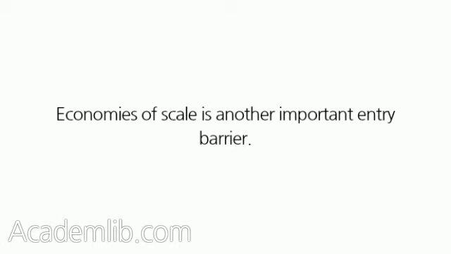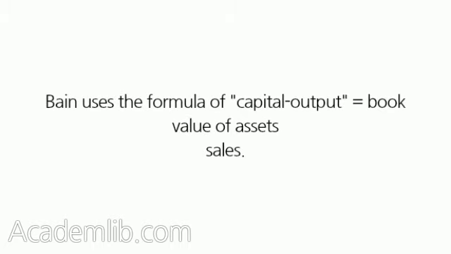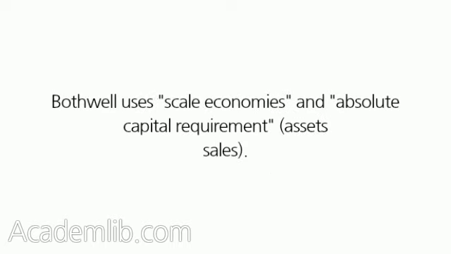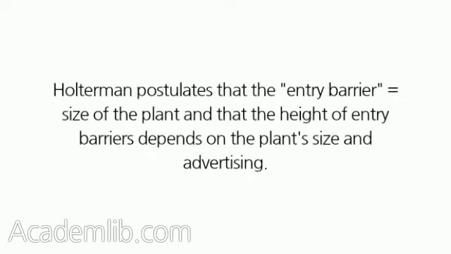Economies of scale is another important entry barrier. Bain uses the formula of capital output equals book value of assets over sales. Bothwell uses scale economies and absolute capital requirement, assets/sales. Holterman postulates that the entry barrier equals size of the plant and that the height of entry barriers depends on the plant's size and advertising.